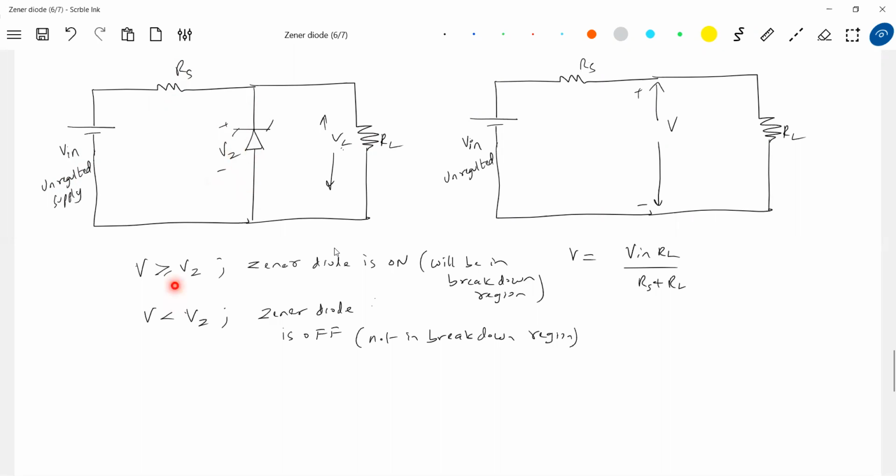If you want to use the Zener diode as a regulator, you should see that V should be greater than VZ here. Then the Zener diode will operate in the breakdown region. Getting this idea? What do you mean by off? Off means it is not in the breakdown region. If not in the breakdown region, it cannot be used as a regulator. See, what is the purpose of a Zener diode? It should regulate.